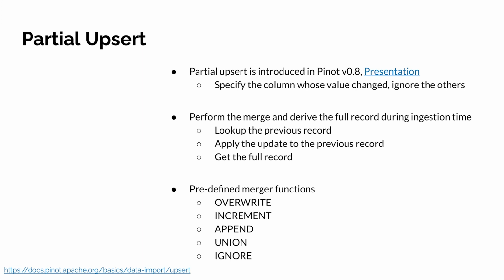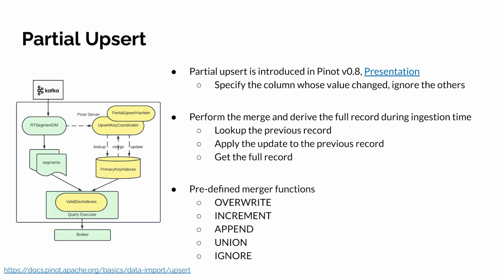We want to specify some fields to be updated, while the other fields we want to ignore and keep as they are. So how are we going to do that? We are supporting this partial upsert feature. When we do the ingestion, we utilize a partial upsert handler inside the real-time data manager. In this handler, we look up the previous record, apply the update to this previous record, get the full updated record, and index that record.